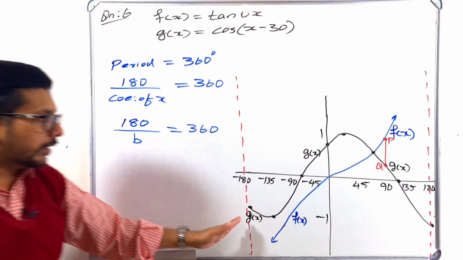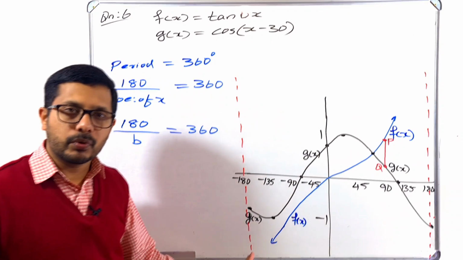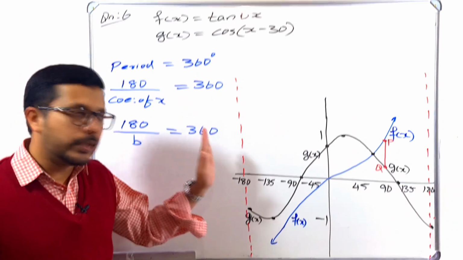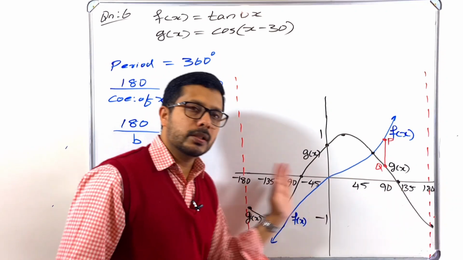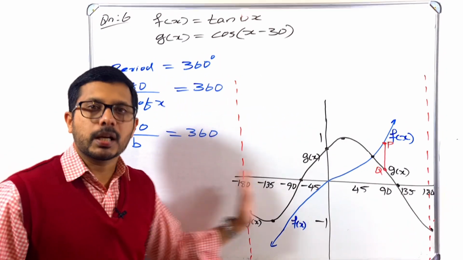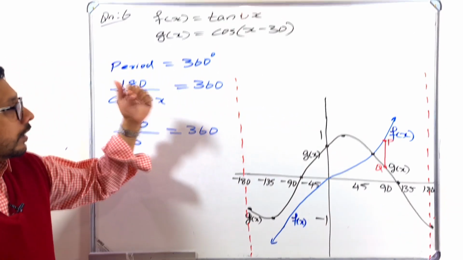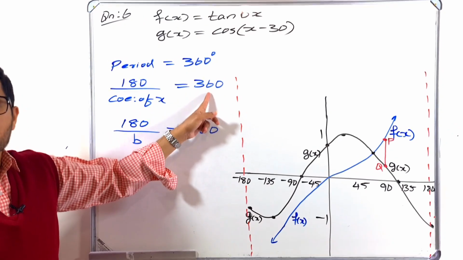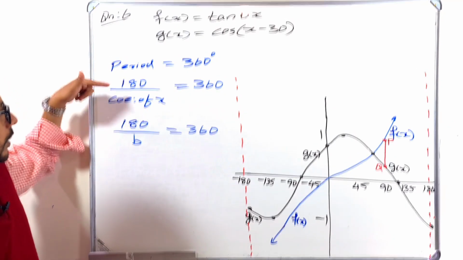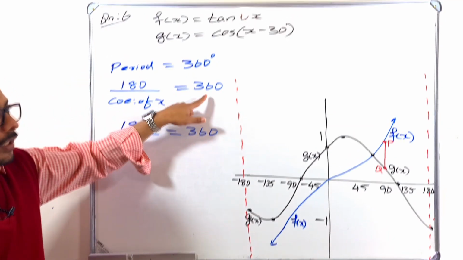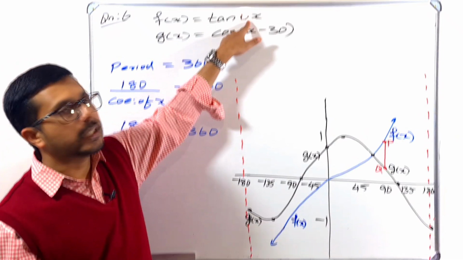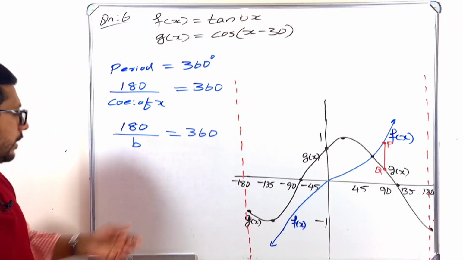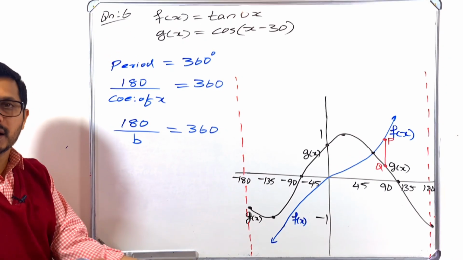We know from the graph, this tan graph f of x, the period is between two asymptotes, that is minus 180 and 180. That means between two asymptotes it is 360 degrees. So from the graph we know that the period is 360. So it means 180 divided by the coefficient of x is 360. What is the coefficient of x? That is this b. So 180 divided by b is 360.